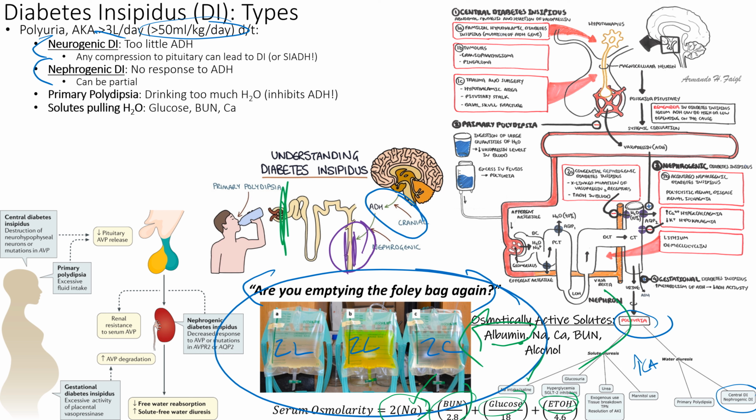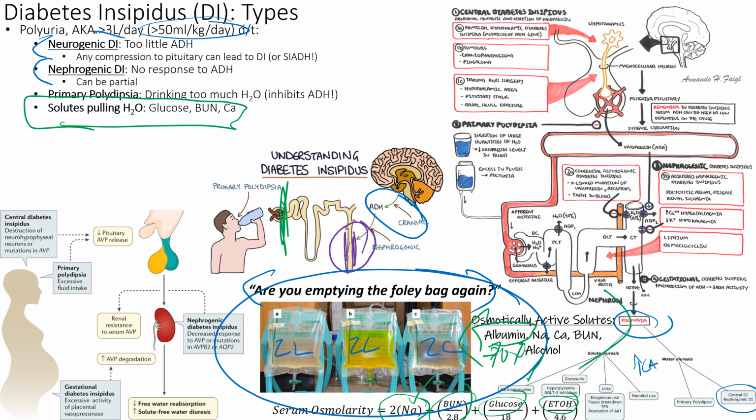But if I have glomerulonephritis, so I have a nephrotic syndrome, and albumin is leaking into my glomerulus, there's no transport that can put that albumin back into my bloodstream. So that's going to pull water with it, because albumin is actually 70 times stronger than sodium at pulling water. So we have solutes that might pull the water and make us polyuric.